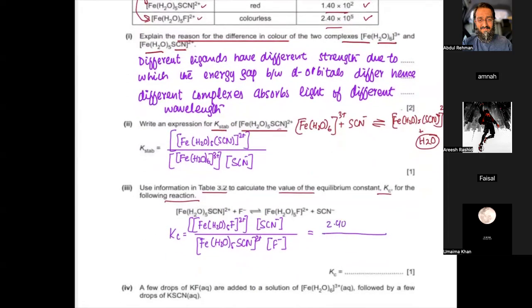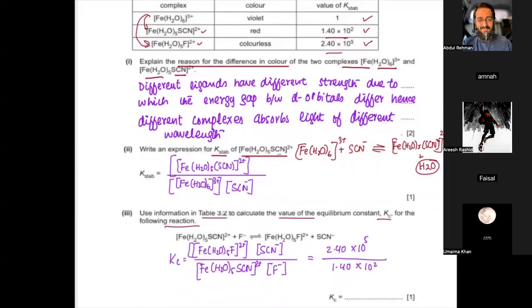So it is going to be 2.40 exponent 5 over 1.40 exponent 2. So that is actually the shortcut way which I am telling you. Otherwise, if you have to derive using these, it will take a lot of time. So remember, whenever the examiner asks you to write the Kc expression for any equation where the complexes are there and you are given the K step values, if the complex is in the numerator, put its K step value in the numerator. If the complex is in the denominator, put its K step value in the denominator, and don't ignore their concentration. That's it. That is the shortcut way of solving this.